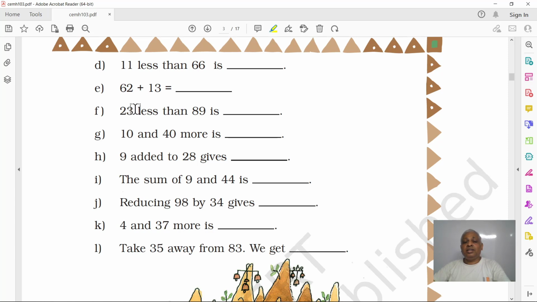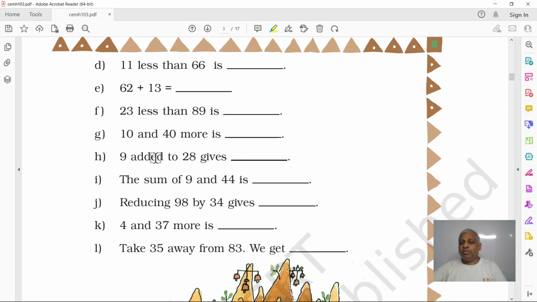Okay, and u minus, we added 1 earlier, so remove 1 from 67, it will be 66. You practice this kind of addition, subtraction, division and multiplications. And G, 10 and 40 more is 10 plus 40, 50. H, 9 added to 28 gives.